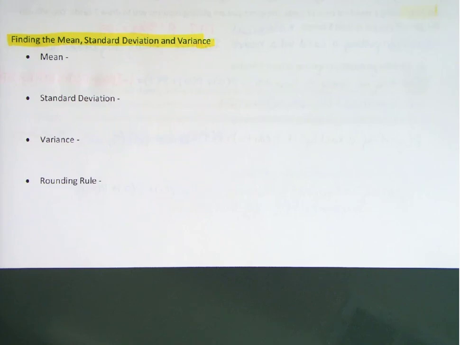We're going to be working with finding the mean, standard deviation, and variance of a binomial probability distribution. When doing this, we need to look at some key terms and some formulas that we're going to be using, since there's going to be no calculator feature options available.